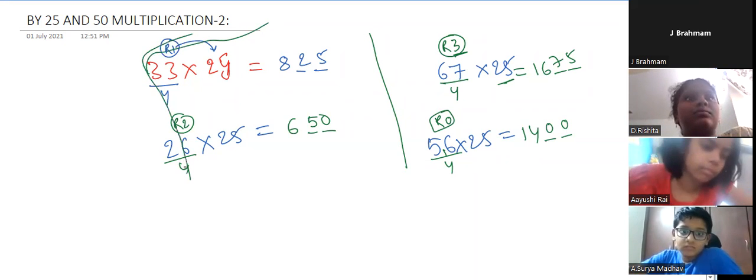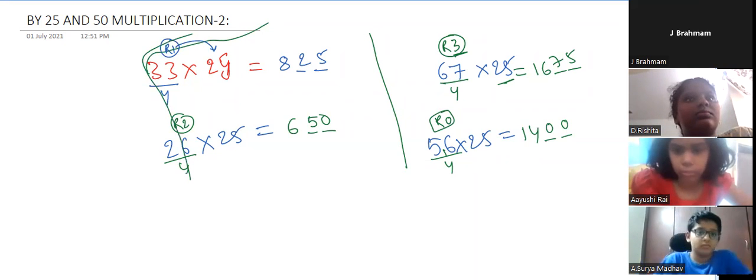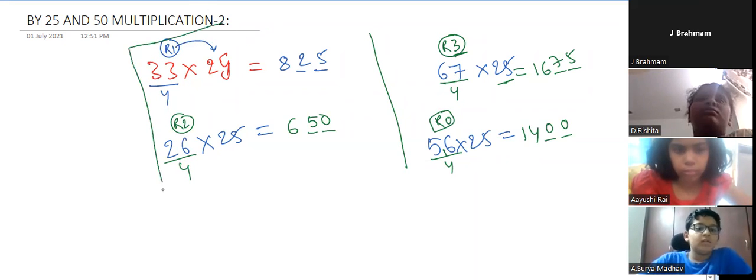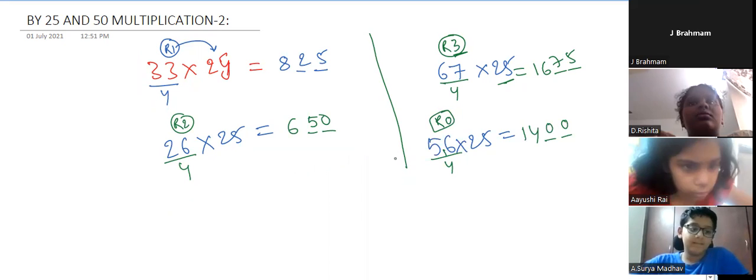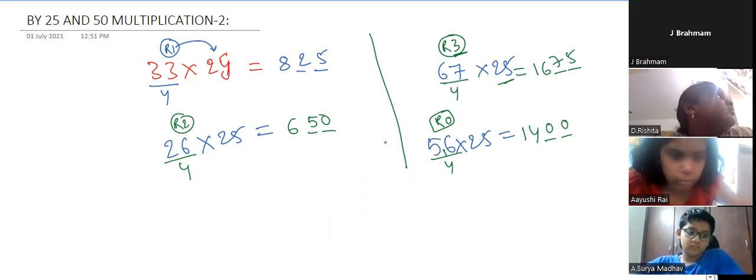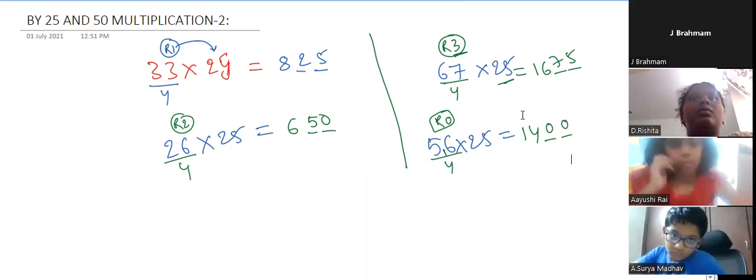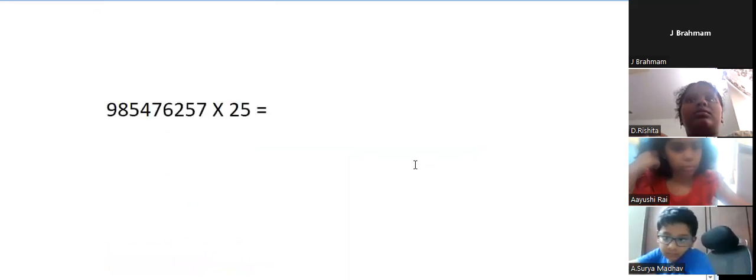Just observe these 4 examples, then you will understand. There are examples with remainder 0, remainder 1, remainder 2, and remainder 3. You try to do these questions, and in the next class, we'll discuss these questions again.